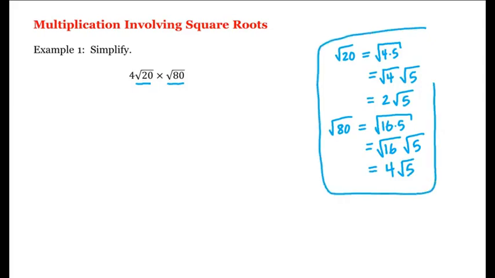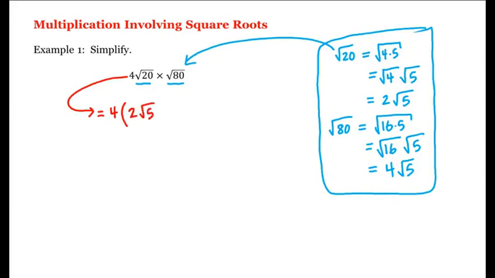So let's put these simplifications back into here, which gives us that this is equal to 4 times 2 square root of 5, because we just found that the square root of 20 was 2 square root of 5, and then times the square root of 80. And the square root of 80 we just found to be 4 square root of 5.